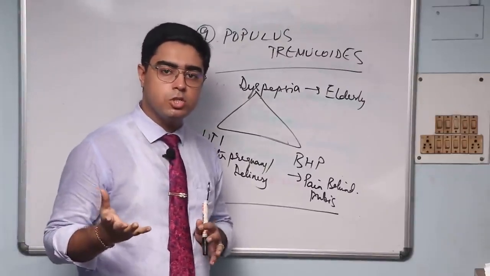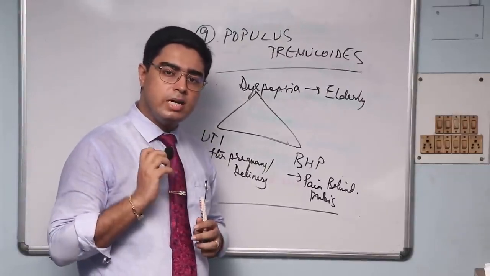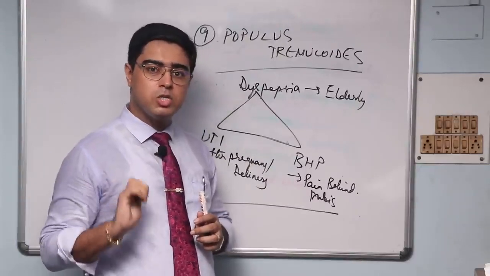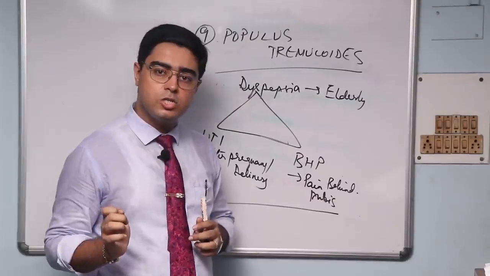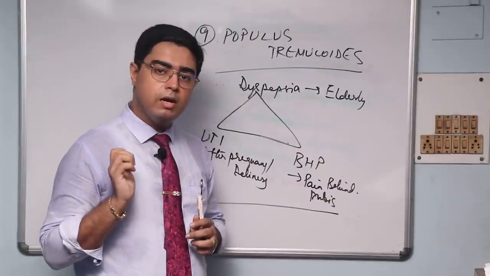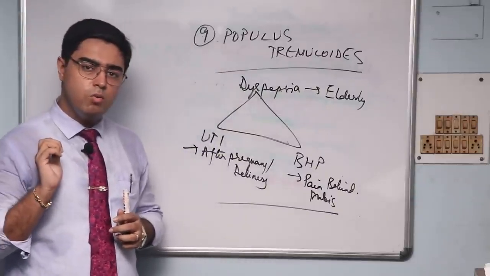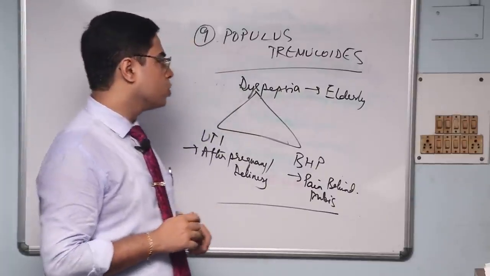I will discuss another session on UTIs. Populus trem is a fantastic remedy for UTIs which develops, say, after catheterization, after pregnancy, after a cesarean section, after normal delivery, and populus trem is well indicated. Tincture, 6C, 30C works in wonderful way for prescribing populus trem.